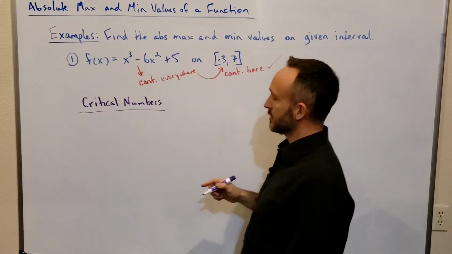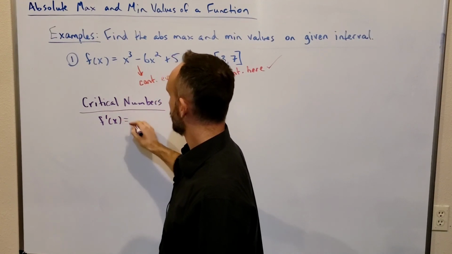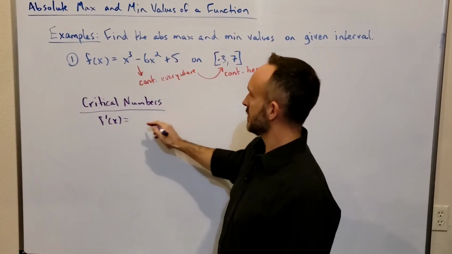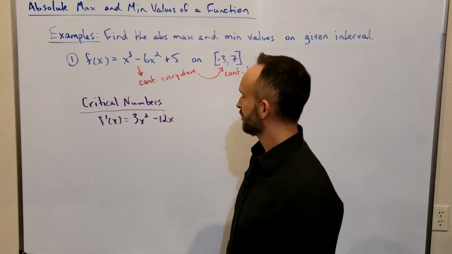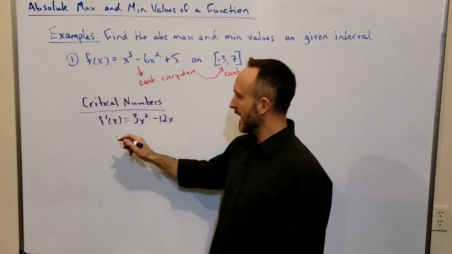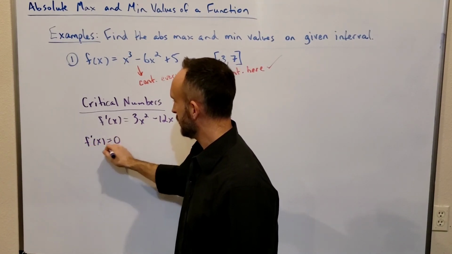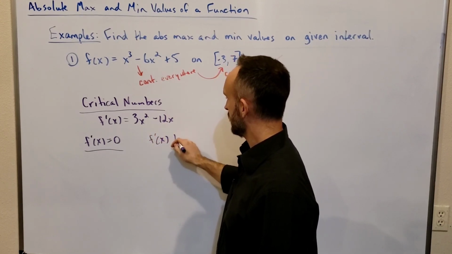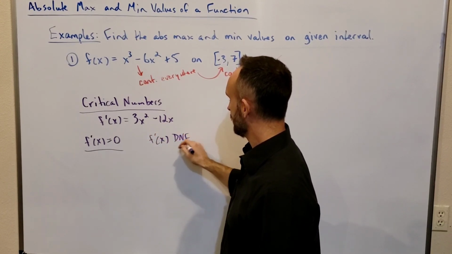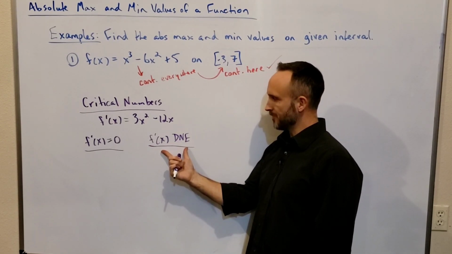For the critical numbers, we're going to have to know the derivative. So let's look at f prime of x. The derivative here is pretty simple. It's just 3x squared minus 12x. So we're going to have to decide where f prime of x equals 0 and where f prime of x does not exist. Okay? Let's go ahead and talk about where f prime of x does not exist.